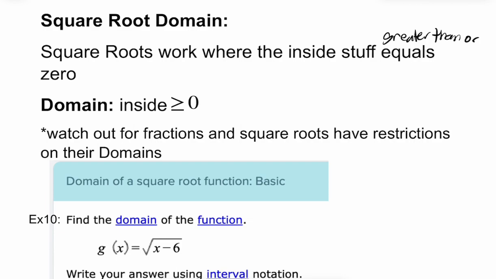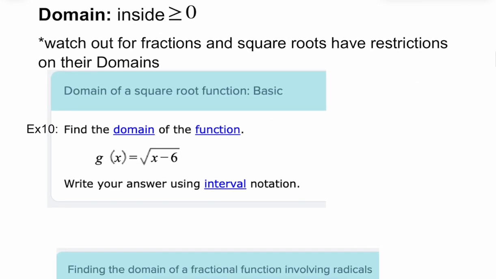The two main things, even in calculus, that we worry about for a domain are fractions and square roots. If you combine them, then you have both problems. Because of the real number line, we only get nonnegatives under our square roots. So when they say, find the domain of this function, and you see a square root, get in the habit of taking the inside, setting it greater than or equal to 0.